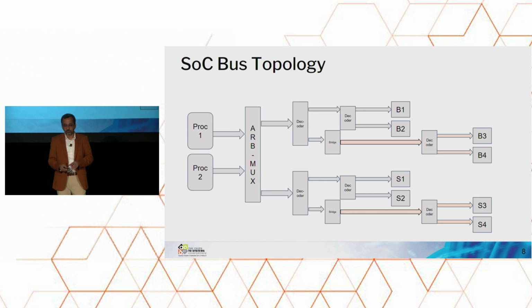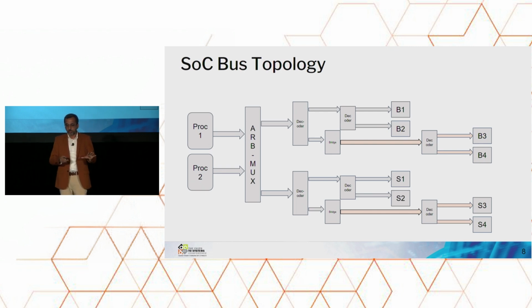This is a typical high-level view of that bus topology. You have processors 1 and 2, and they're trying to talk to all these slaves, or let's say targets, going through the decoder hierarchy.